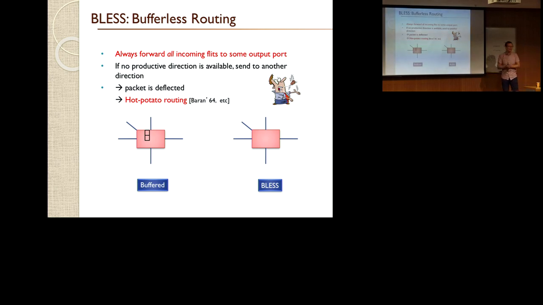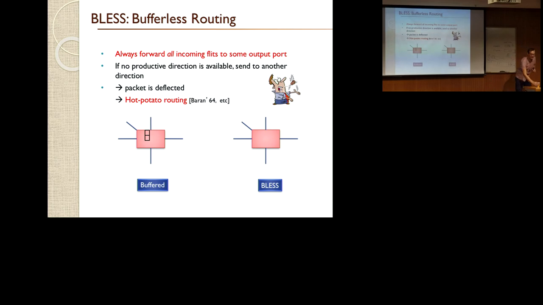You have a hot potato. You cannot hold it. You send it to some other router. And no router can hold that hot potato, which means that you're really using the links as your buffers. There are no buffers, assume. You're utilizing the links and the pipeline registers, of course. Assuming you have pipelining, the stuff sits in the pipeline registers. We're not eliminating the pipeline registers. You need pipelining for high frequency.